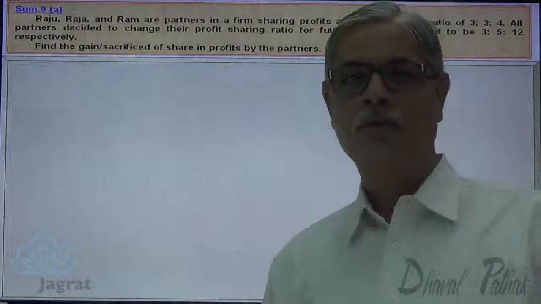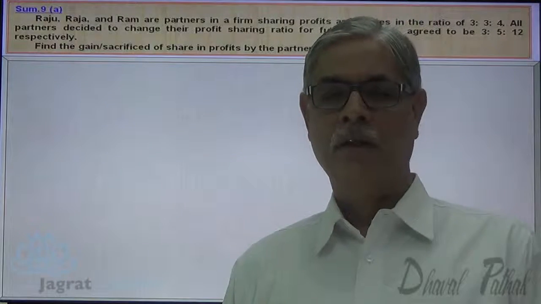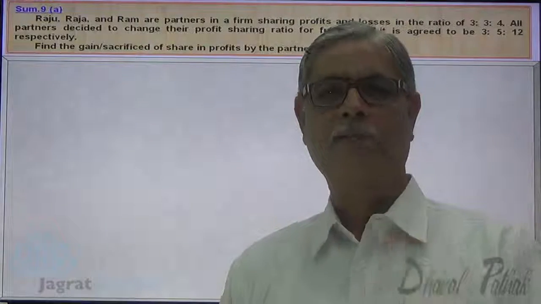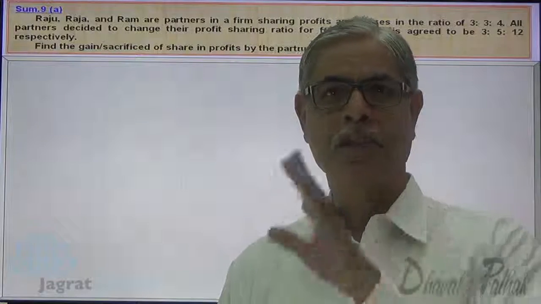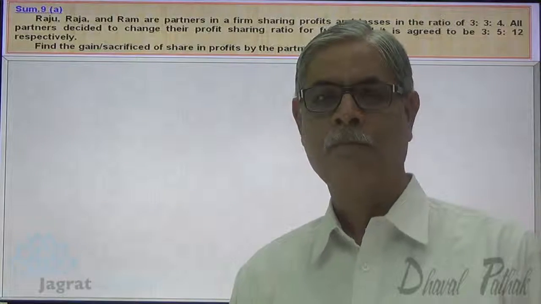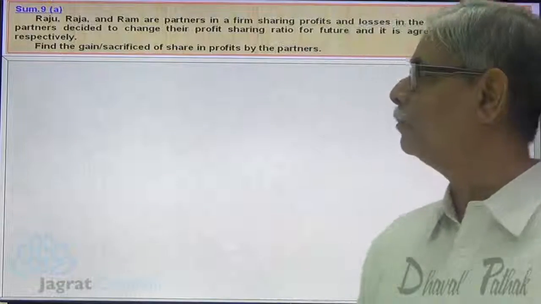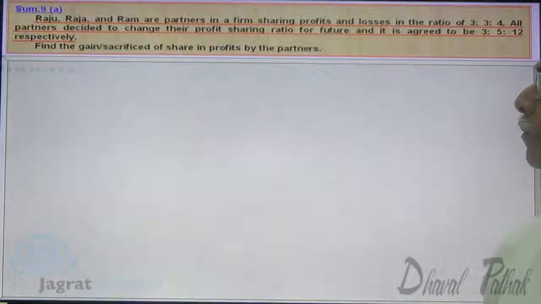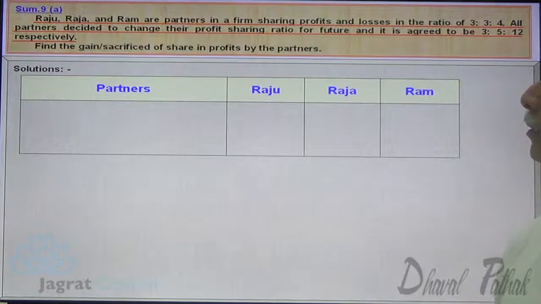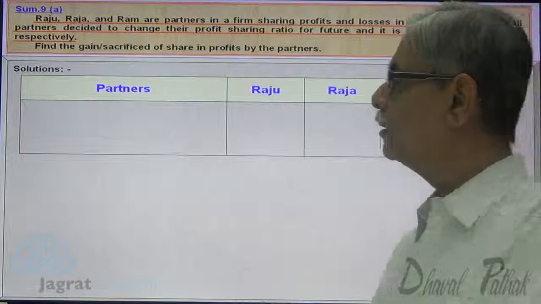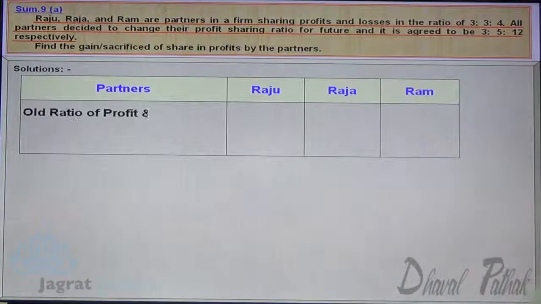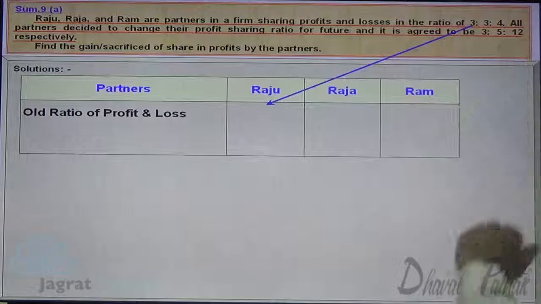First, I will work out the sacrifice or gain, whatever it may be, by using the sacrifice formula. That is old share in profit minus new share in profit. Here, old share in profit is 3:3:4. So 3 plus 3, 6 plus 4, 10, 3/10.